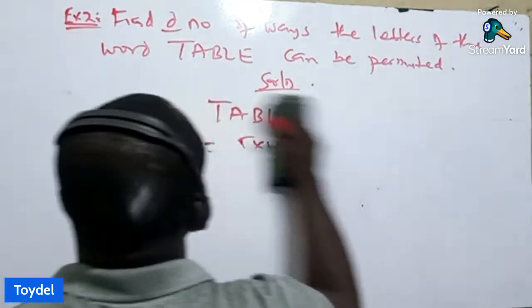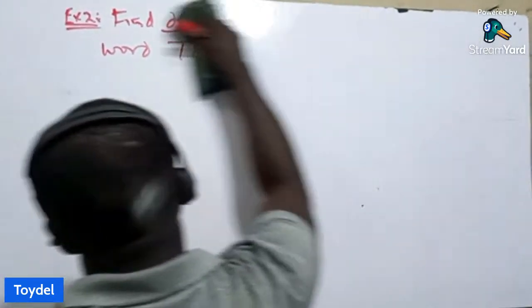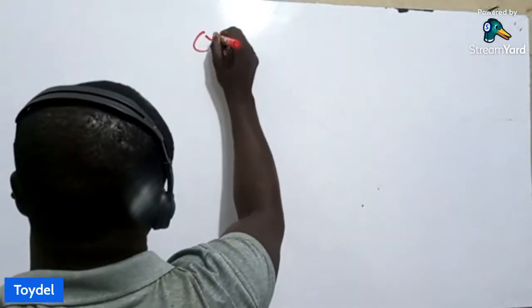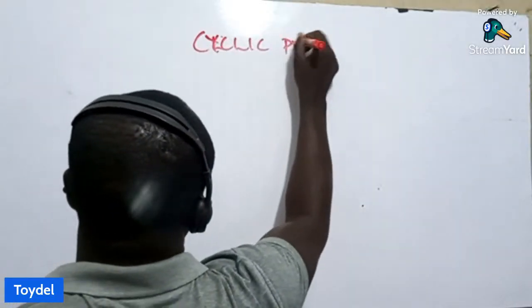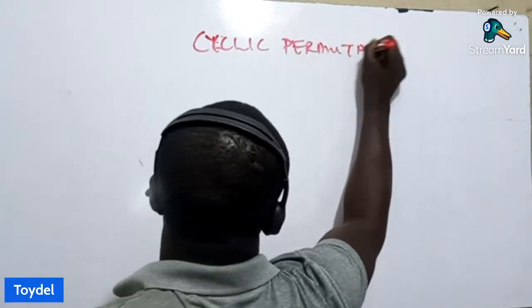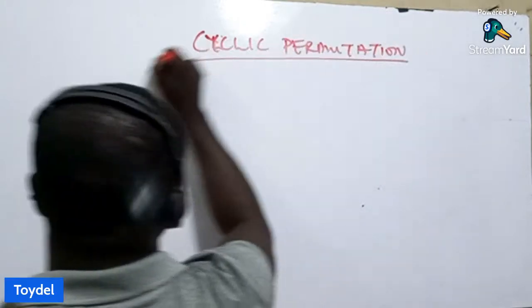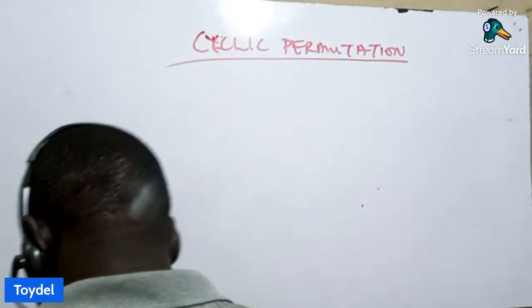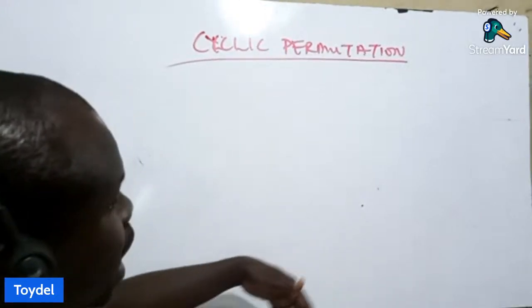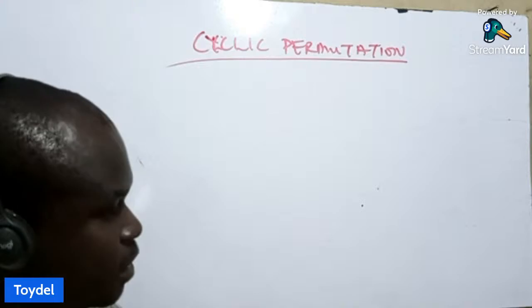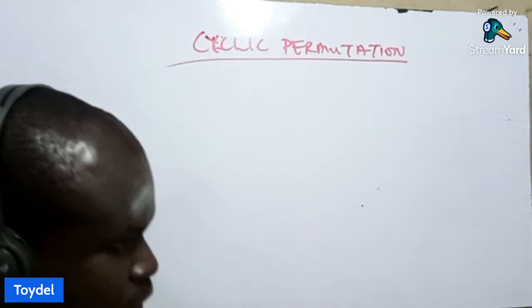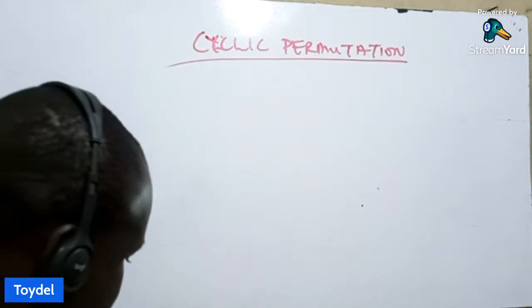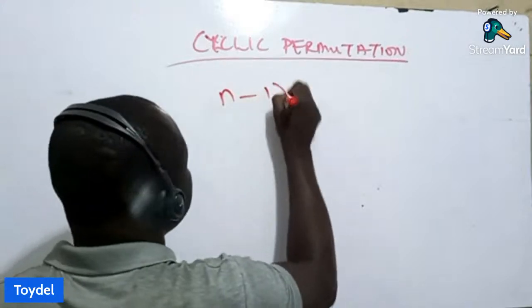Then I will quickly introduce cyclic permutation. So I will only explain cyclic permutation. When we have arrangement of objects or items in a circular form, then the permutation is given as n minus 1 factorial.